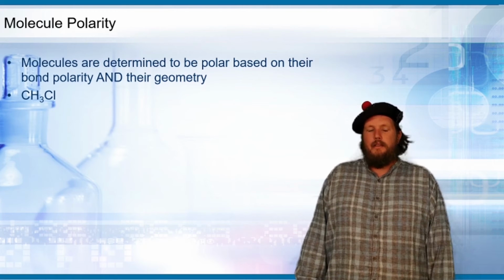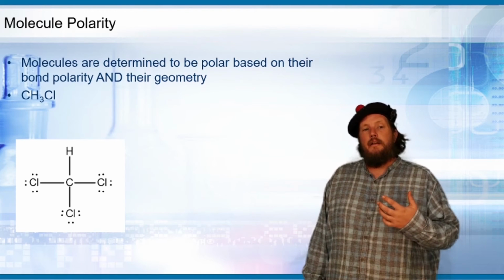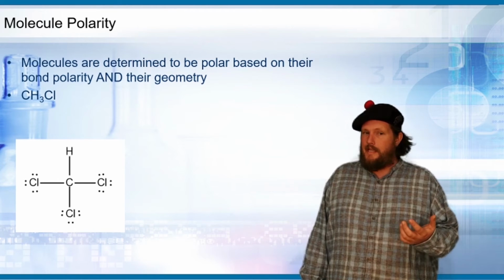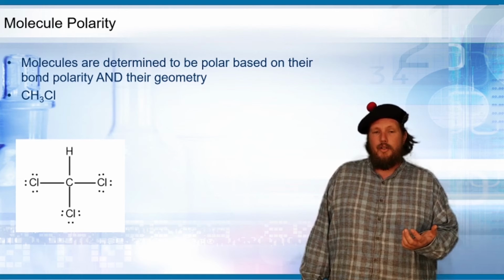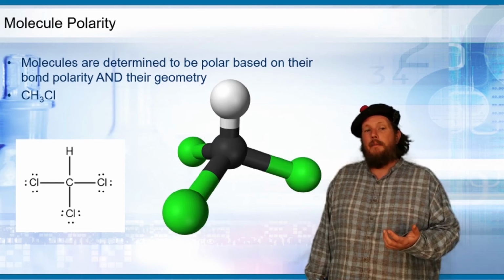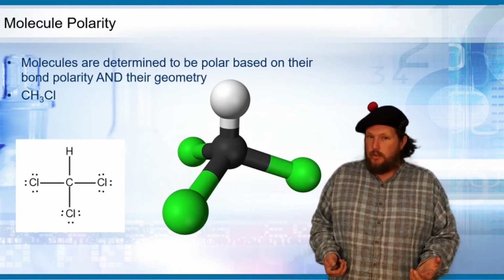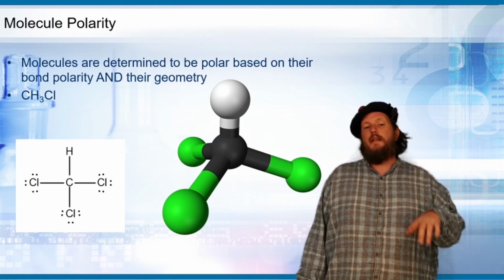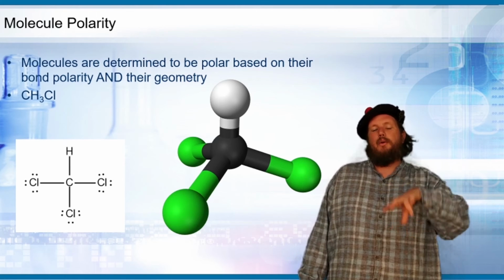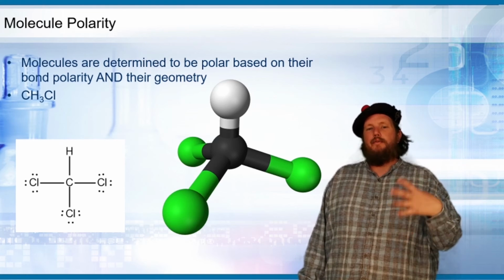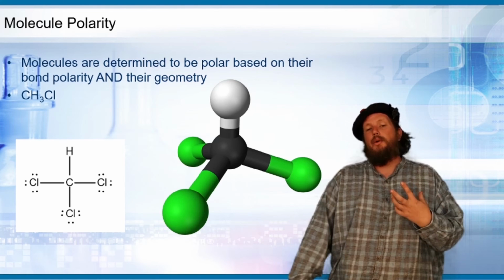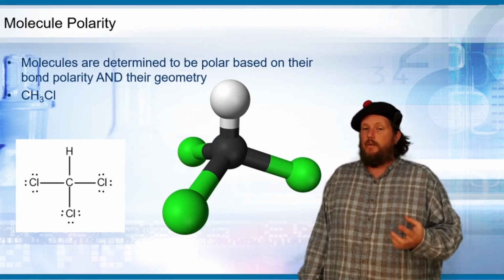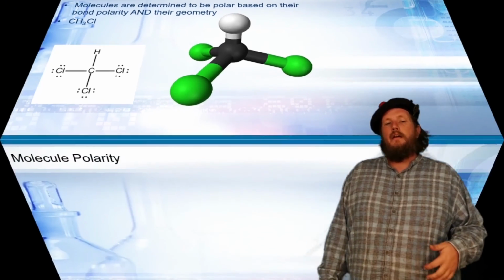CH3Cl. That's the wrong Lewis structure. That's for CCl3H, or CHCl3, which is what we have here. This is chloroform. Chloroform is going to be polar because those 3 chlorines are going to pull in the opposite direction from that hydrogen. They have a stronger pull of electrons, so we end up with a positive end where the hydrogen is and a negative end where the chlorines are.